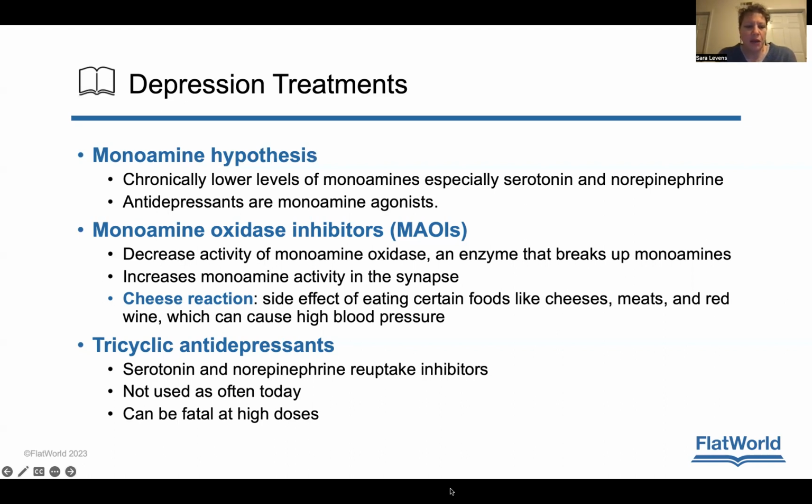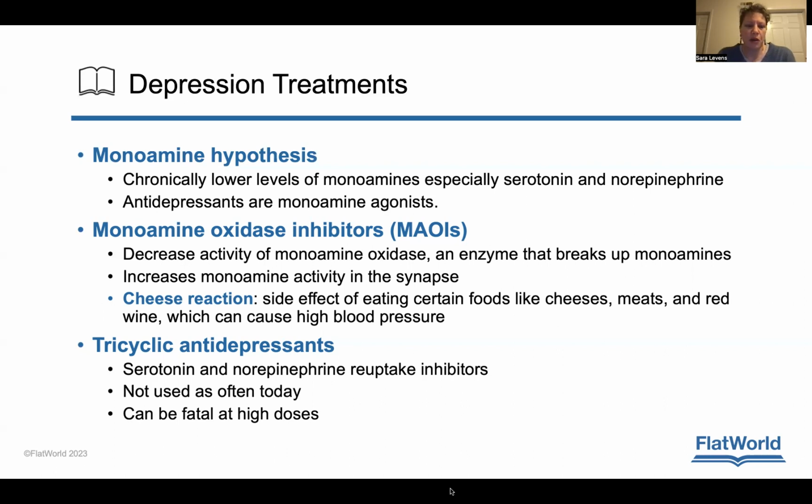Relatedly, then you have monoamine oxidase inhibitors. This is decreased activity of monoamine oxidase, an enzyme that breaks up monoamines. And this can then increase monoamine activity in the synapse. So this is a different type of treatment in the sense that monoamine oxidase breaks up these monoamines, so it would be breaking up the serotonin and the norepinephrine so that they are being removed from the synapse.